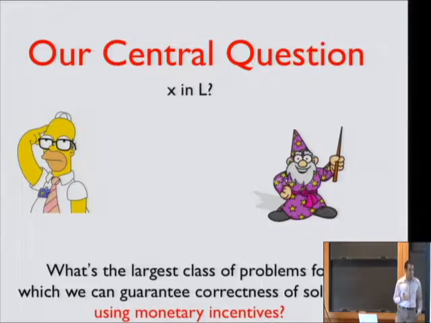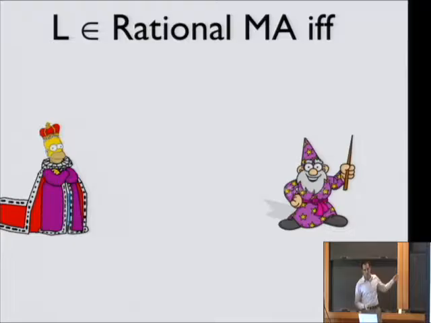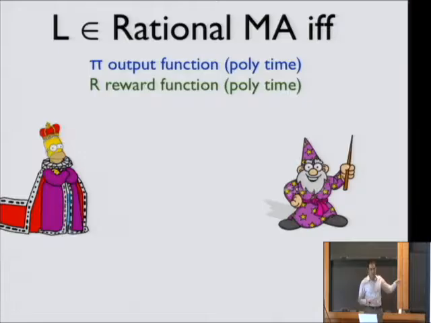Now, this is a theoretical computer science talk. I have to rigorously define what this class of problems means. It's going to be a set of languages that we call Rational Merlin-Arthur. As with the classical interactions, there's a very limited polynomial time user called Arthur, and an infinitely powerful expert called Merlin. And we say that a language L belongs in this set if and only if it has associated two functions, an output function pi, which is a polynomial time function, and a reward function r, which is also polynomial time.